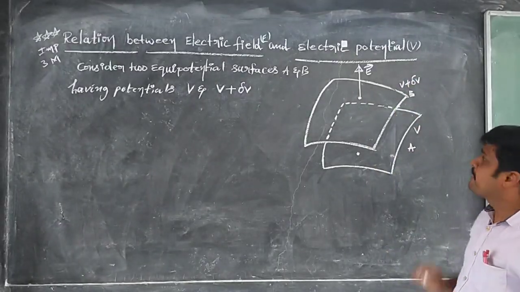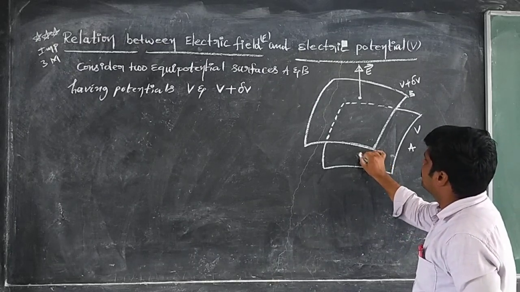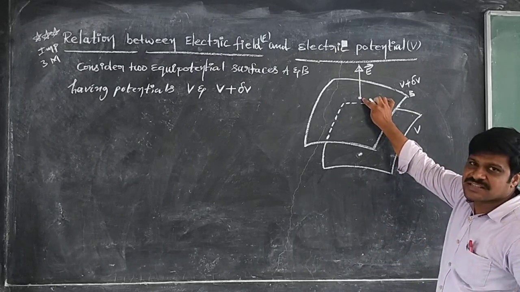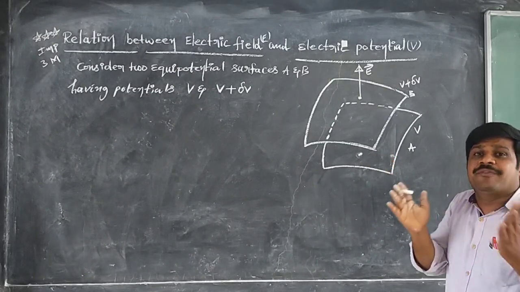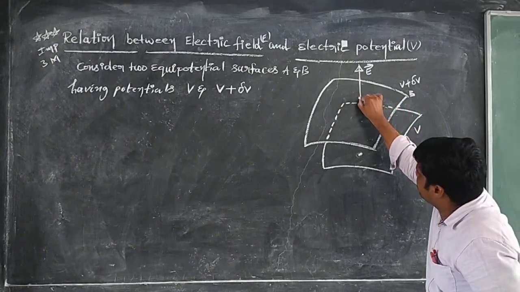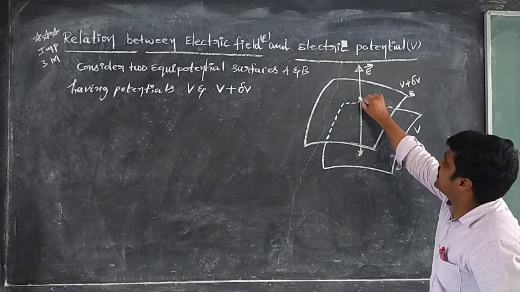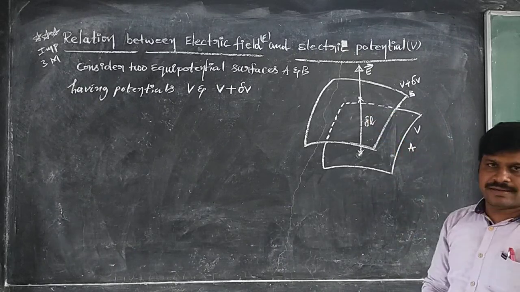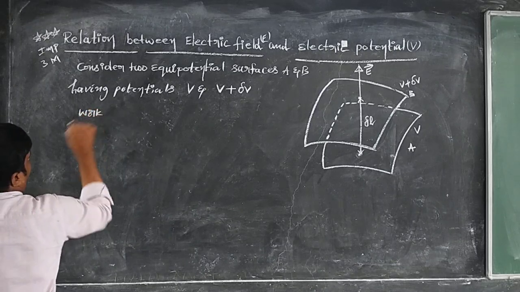Now here we have to move a unit positive charge from equipotential surface B to equipotential surface A. Both have different potentials. I am going to move the charge from here to here. The charge is moving a small distance, that is delta. Now you just look at here. Work done.